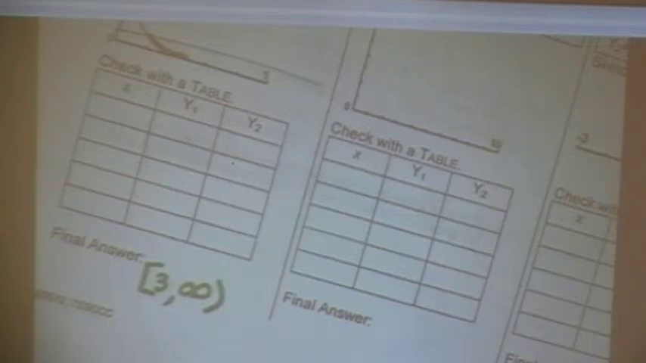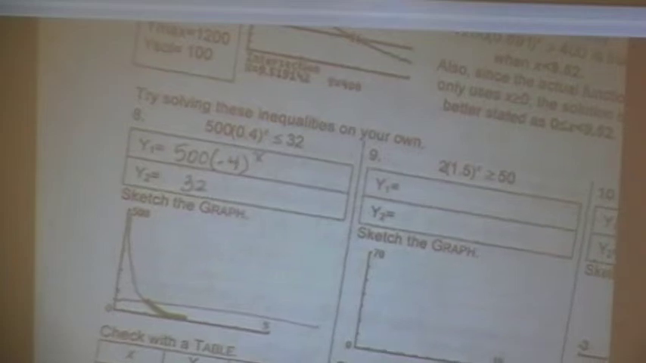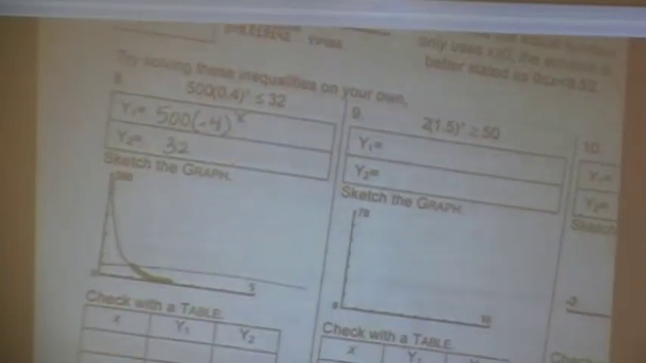So 3 to infinity. What did you enter as your Y1? Oh, shoot. Did it backwards. No, I just put .04 instead of .4.